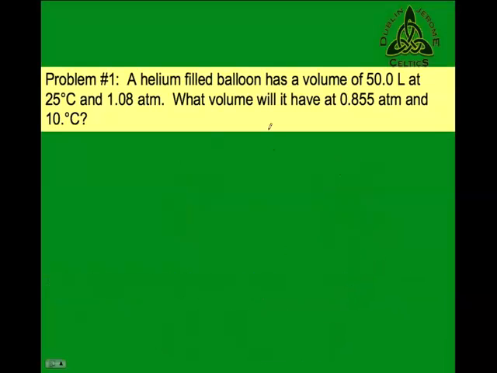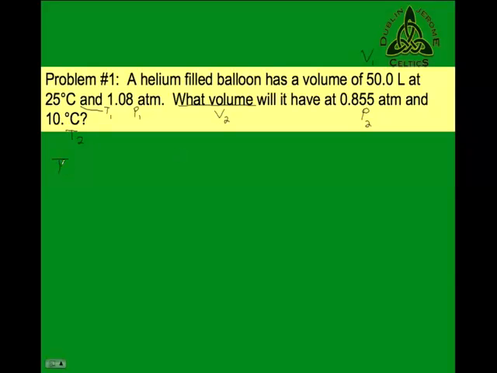Let's take a look. A helium-filled balloon has a volume of 50 liters at 25 degrees Celsius and 1.08 atmospheres. Okay, so all those numbers go together. I have an initial volume, V1, of 50 liters, my initial temperature, and my initial pressure. What is the final volume going to be, the second volume, if I have a new pressure and a new temperature? All right, let's pull all those numbers out.